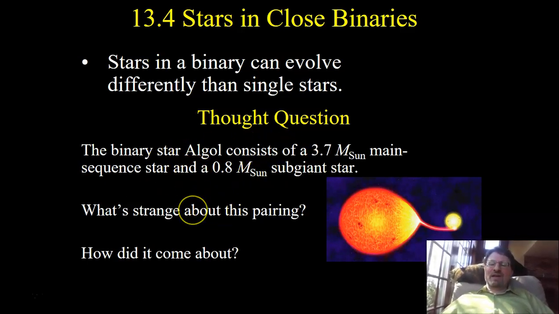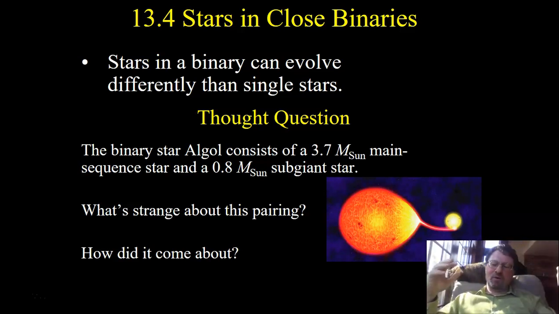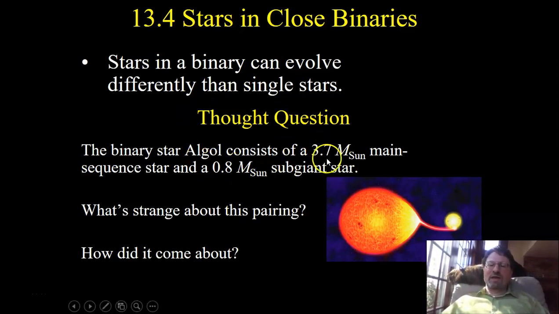What's strange about this is you would say, okay, it's reasonable to expect that these two stars were born at about the same time. And it's highly unlikely that you could have them born separately from different gas clouds, and then they got lucky enough to be captured somehow and put in an orbit. I suppose it's possible, but it's much easier to explain that the two stars were born together. And if they're born together, though, the more massive star, the 3.7 solar mass star, you would think naively should have gone on to its later stages of evolution before the 0.8 solar mass star did. But this is the opposite way around. That's why it's strange.